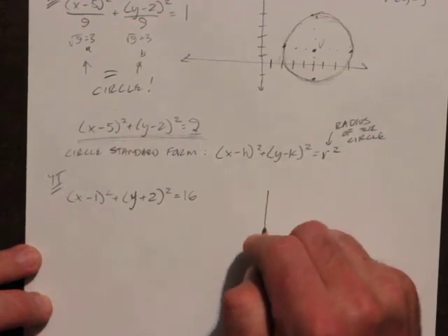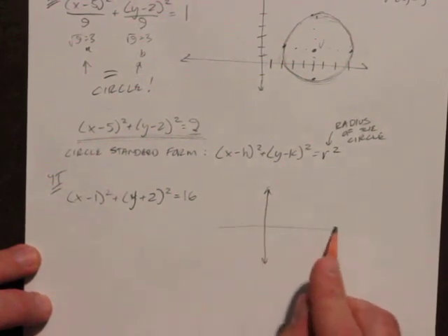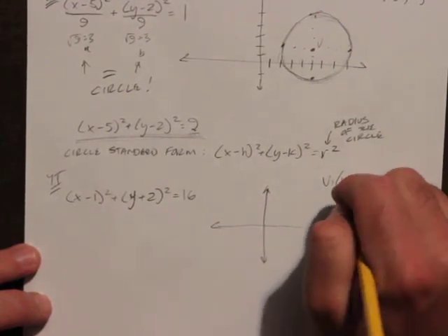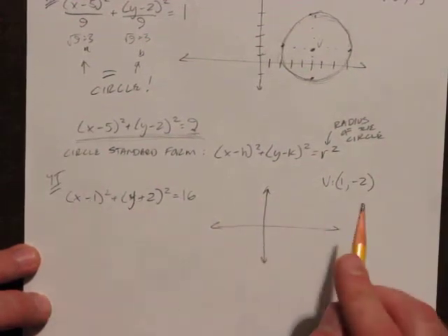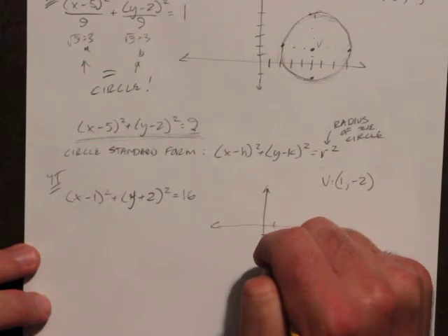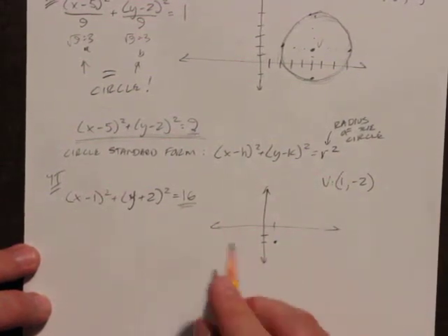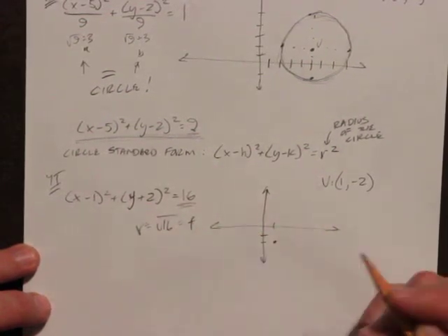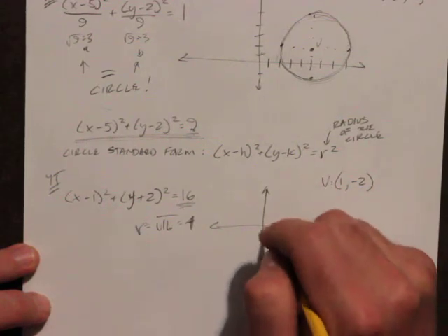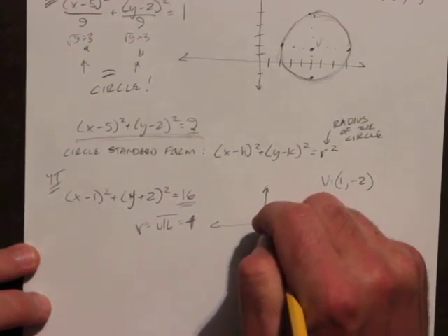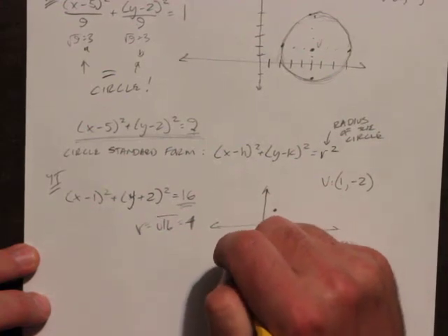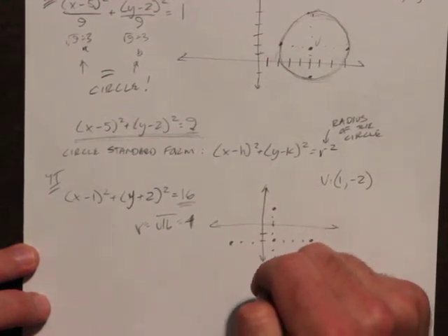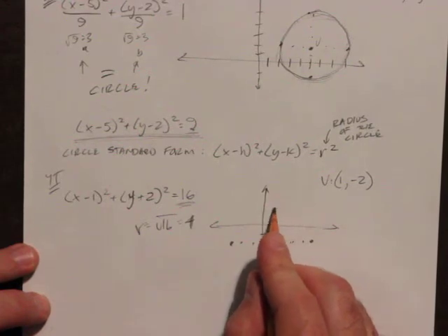All right, let's graph this. So my vertex is 1, -2. Remember, I do the opposite of what the sign is in there. So 1, -2. My radius is the square root of 16, which is 4. And so my radius is 1, 2, 3, 4. So there is the radius of my circle.